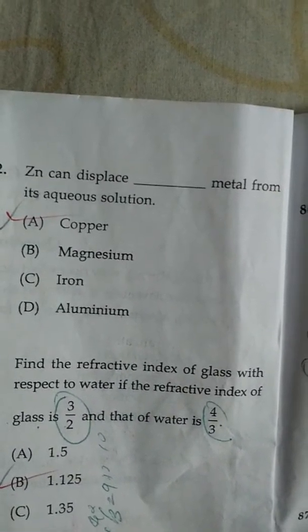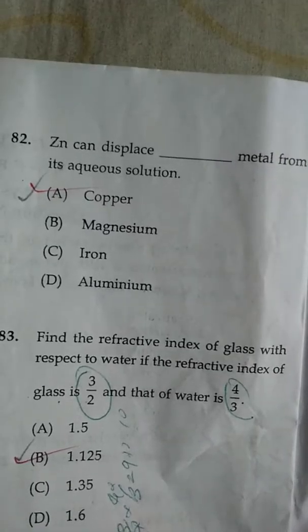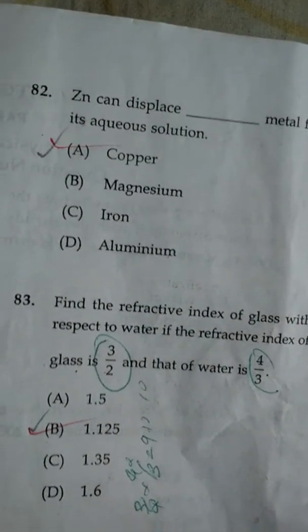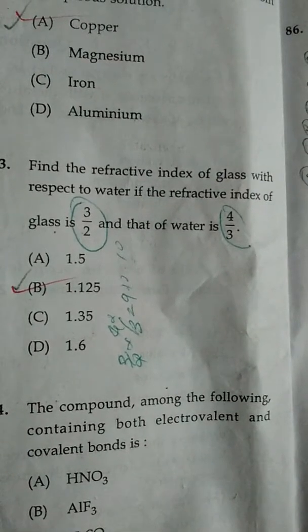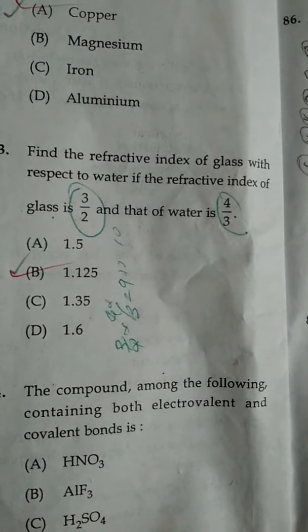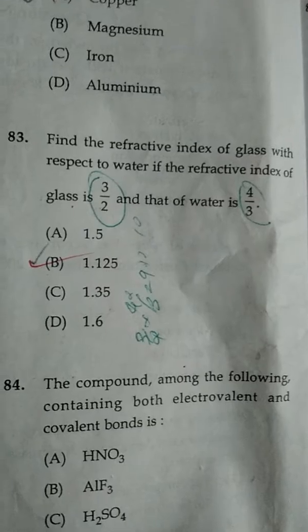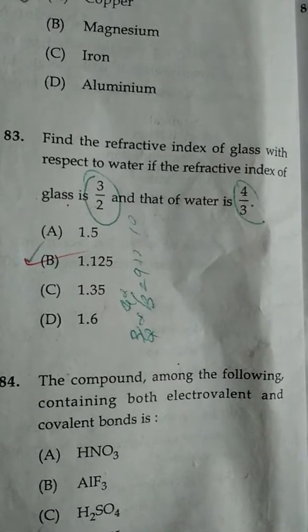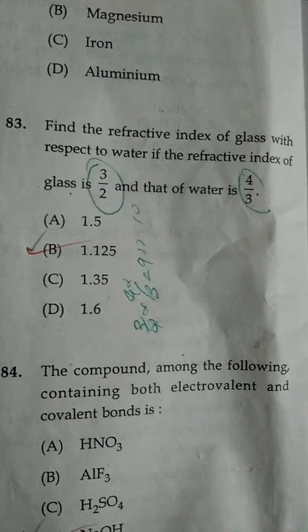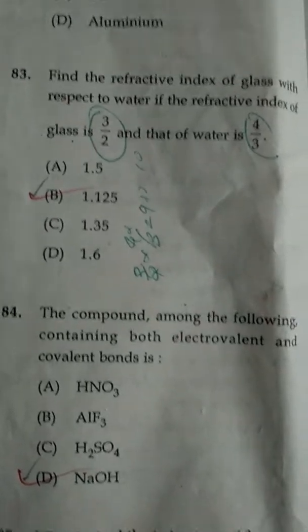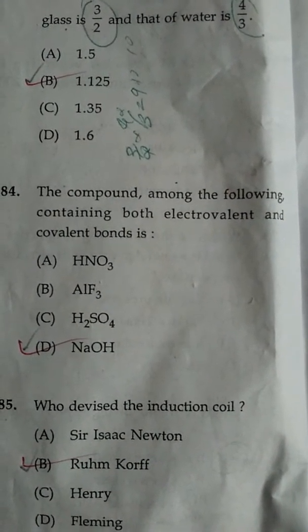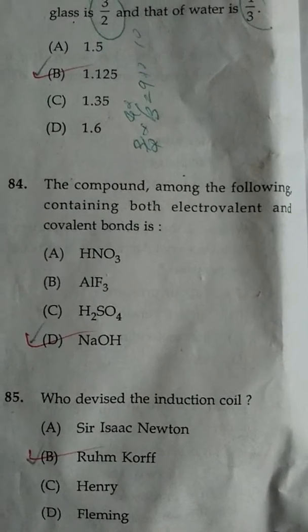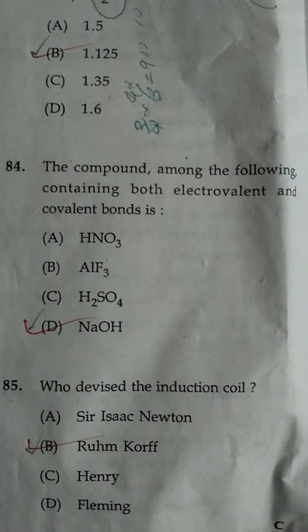Zinc can displace copper metal from its aqueous solution. Find the refractive index of glass with respect to water if the refractive index of glass is 3/2 and that of water is 4/3. The answer is 1.125. The compound among the following containing both electrovalent and covalent bonds is NaOH.